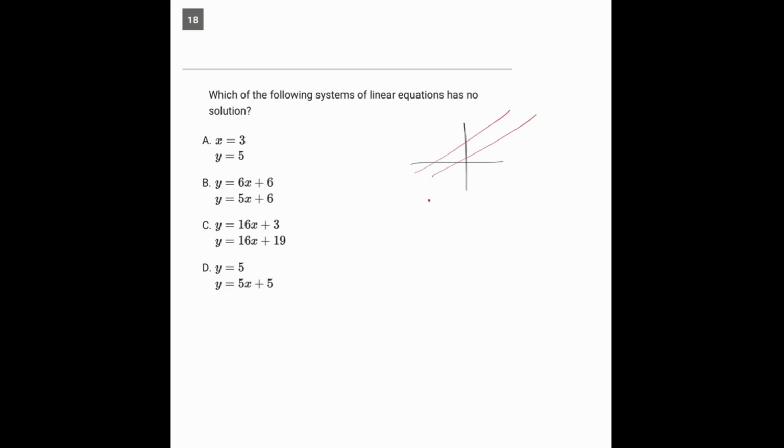And like we said a moment ago, that would happen if you have the same slopes, but you have to have different y-intercepts. And most of these are in the format of y equals mx plus b. So looking at answer choice C, we have the same slope, but we do have different y-intercepts, and that's what we need. So the answer here is going to be C.